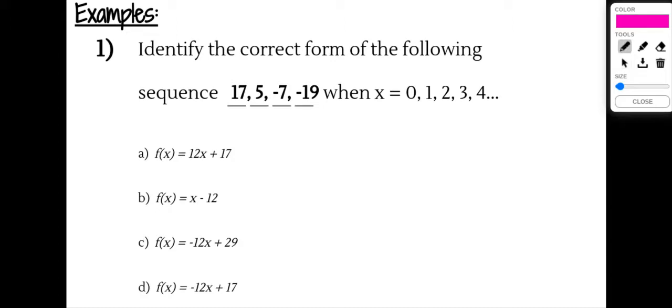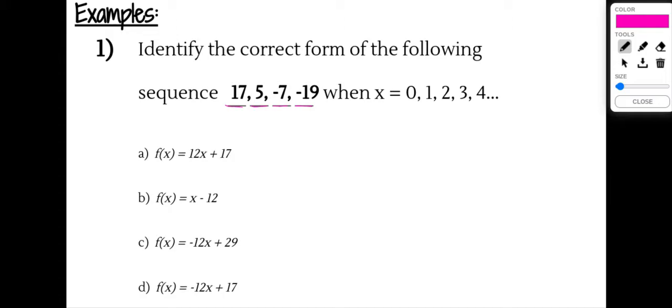It says to identify the correct form of the following sequence when x is 0, 1, 2, 3, and 4. And if you look at your answer choices, those are function rules. If you look really closely, you'll notice that they're all linear function rules. So that tells you right there that this sequence of numbers is arithmetic. You can tell that because to get to the next number, you're subtracting 12 over and over. It's a subtraction, so that's arithmetic. So we see linear function rules, and we need to pick from these, write a linear function rule for this sequence.